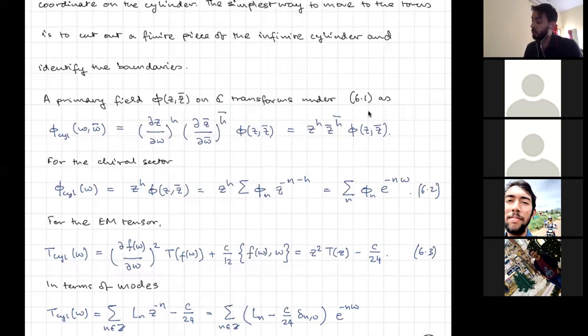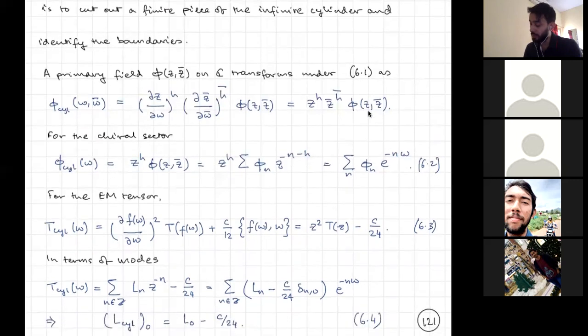What we want is also to relate the modes of the energy momentum tensor on the cylinder to the modes on the plane. What you see is the following: you can expand this out, and then you just make this into ln z to the n. But there is also this central term piece which you have.